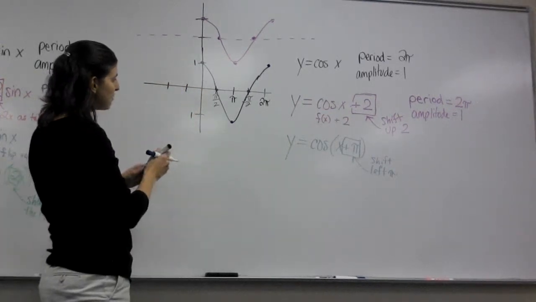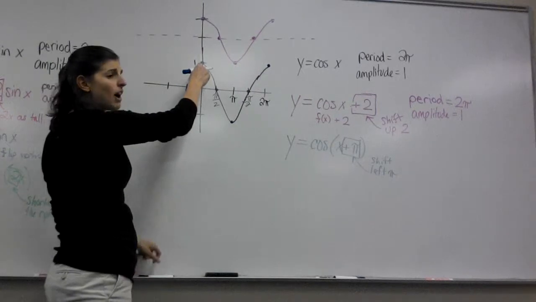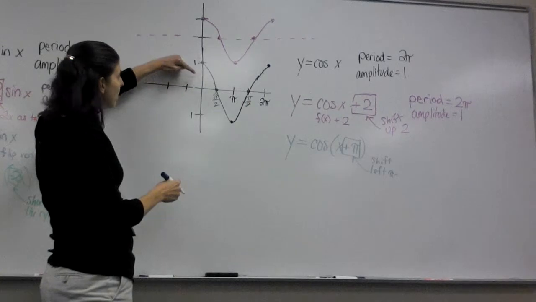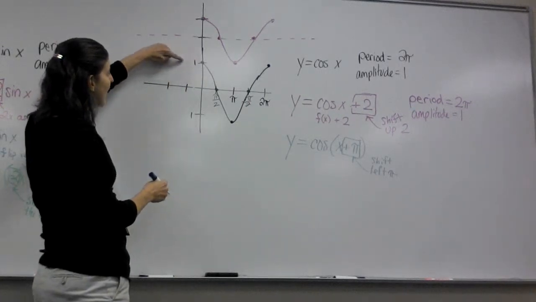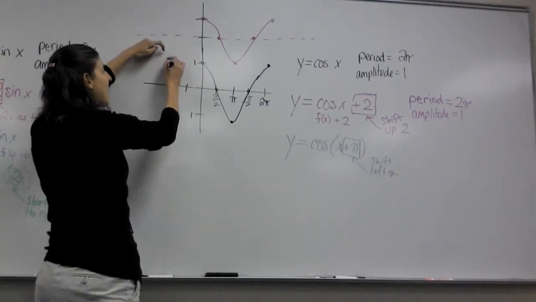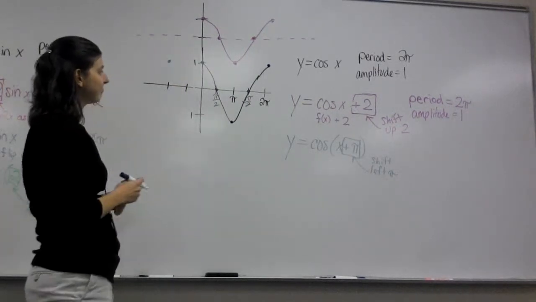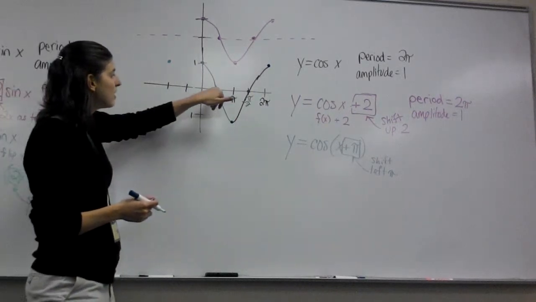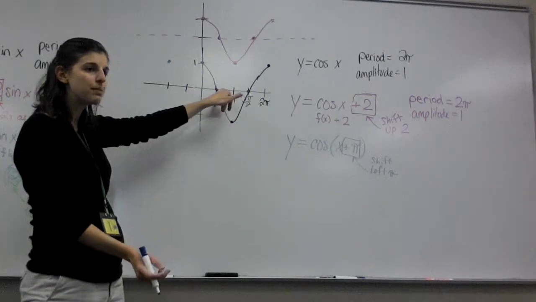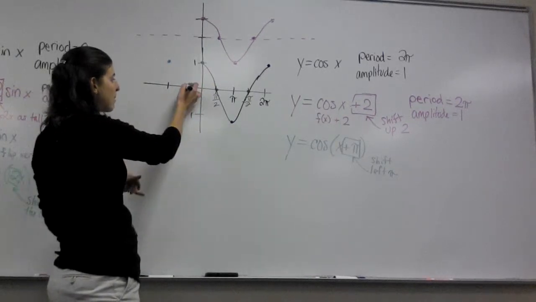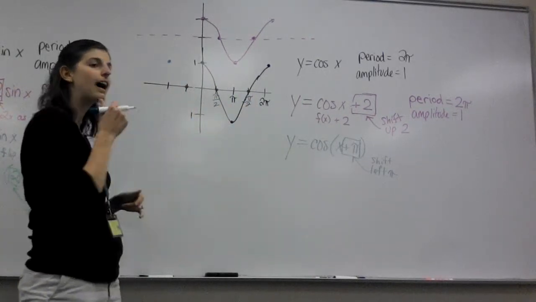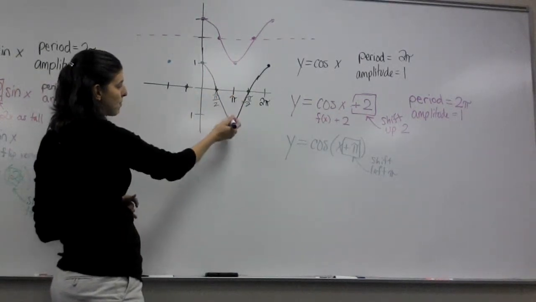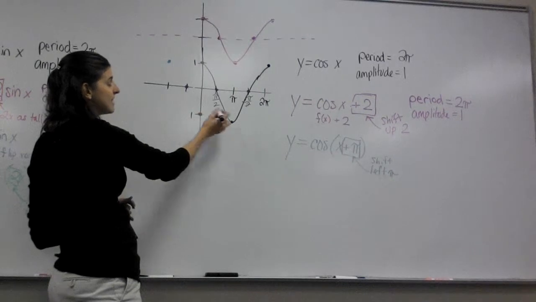Instead of being at an x value of 0 at a height of 1, I'm now going to be at a height of 1 at pi. Instead of being at a height of 0 at pi over 2, I'm going to be at a height of 0 at negative pi over 2, because it shifts left pi units. And instead of being at a height of negative 1 at pi, I'm going to be at a height of negative 1 at 0.